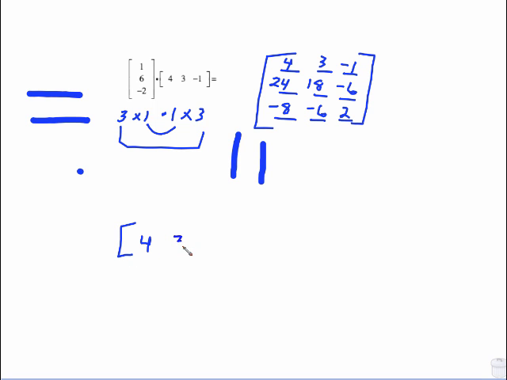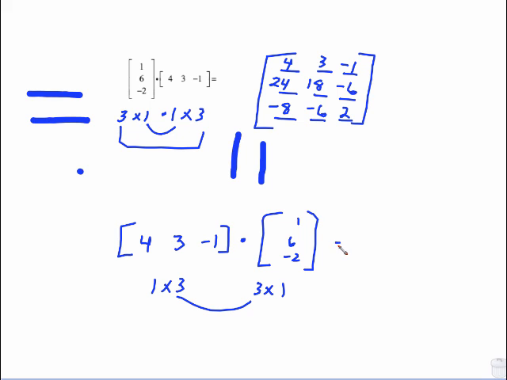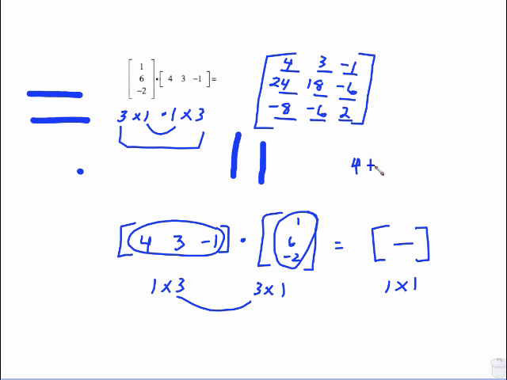If this had been a 4, 3, negative 1 times 1, 6, negative 2, this is a different story here. This is a 1 by 3. This is a 3 by 1. These are still multipliable, but look what your answer will be. Your answer will be a 1-entry matrix. It is a 1 by 1, because what we need to multiply is this whole row times this whole column. So it's 4 times 1 is 4, plus 3 times 6 is 18, plus negative 1 times negative 2 is 2. Add that up, and we get 24. So you can see these are very different problems, and that's why I keep saying order matters.